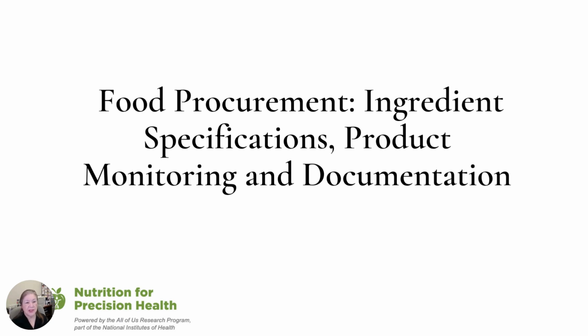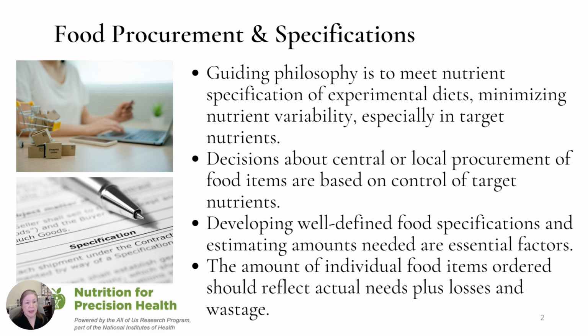Hello, this session is on food procurement, ingredient specifications, product monitoring, and documentation for the Nutrition for Precision Health study. For food procurement and specifications, the guiding philosophy is to meet the nutrient specification of the experimental diet to minimize nutrient variability, especially in those target nutrients that are of primary importance.